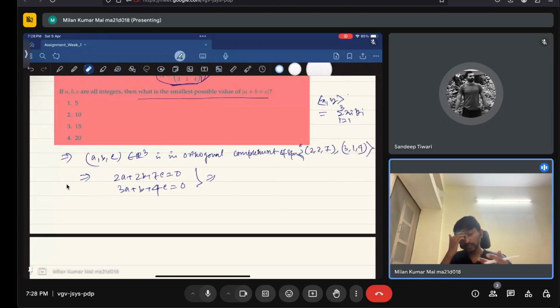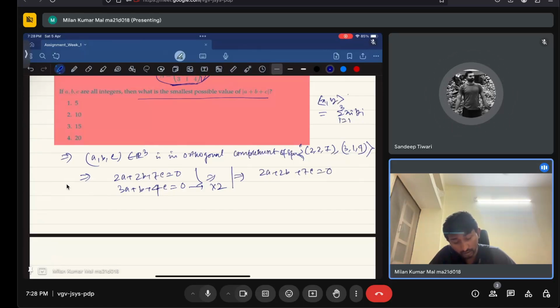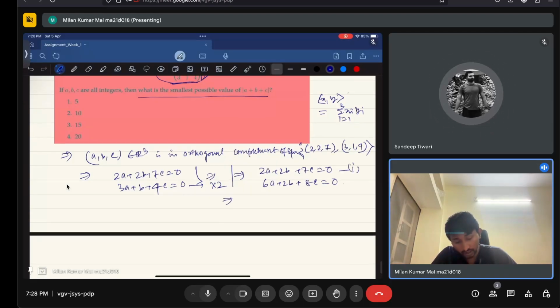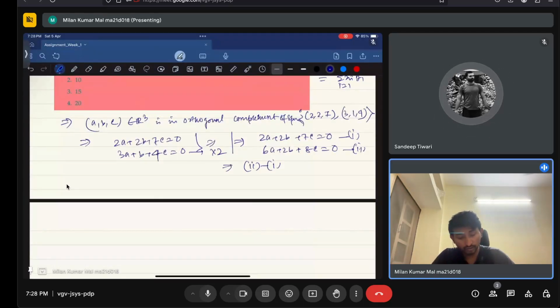You can do many things here, but let's do the usual, because we have only two equations. Multiply the second equation by 2: that gives 6a + 2b + 8c = 0, while the first is 2a + 2b + 7c = 0. Call them 1 and 2 and subtract. There must be some formula if you have more equations, but here there are only two, so I am doing the usual standard. This gives 4a + c = 0.